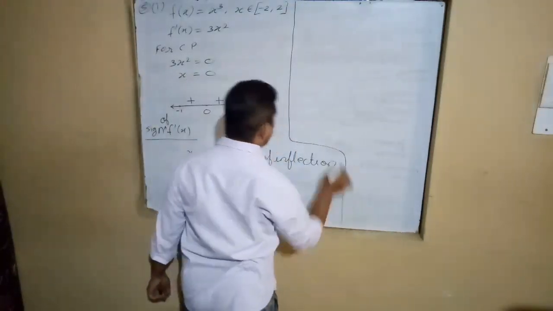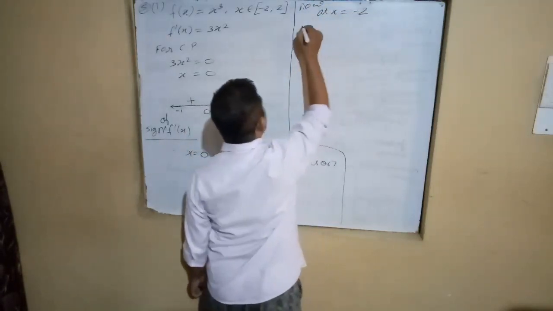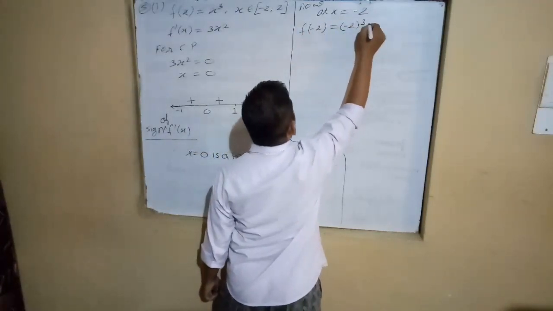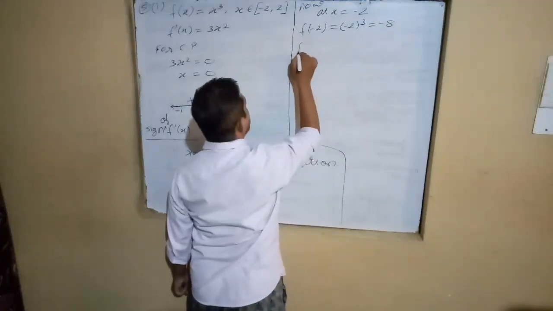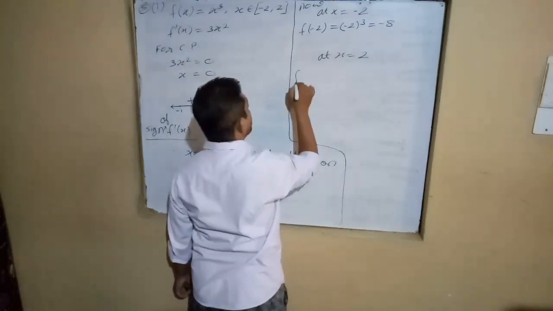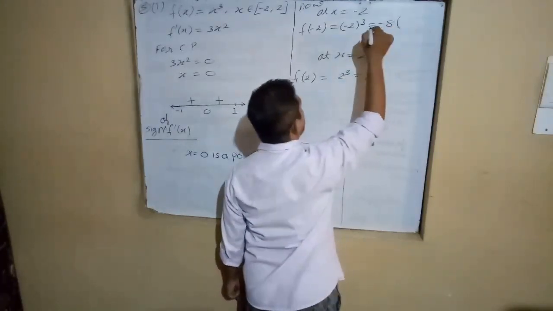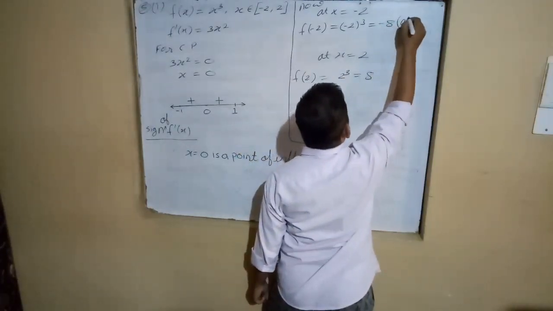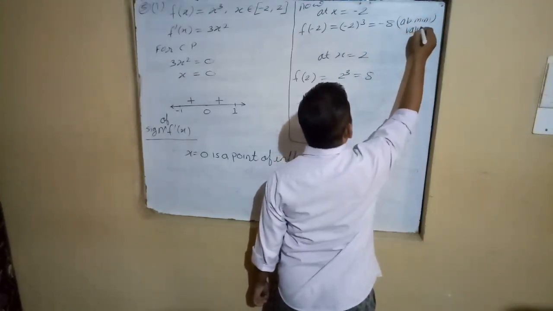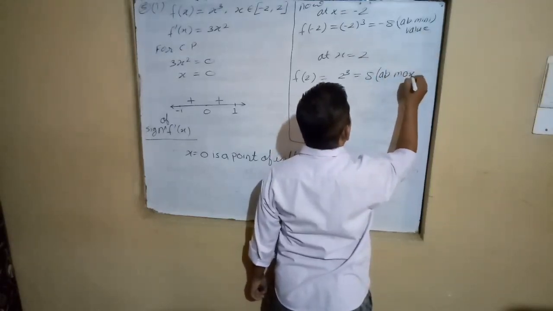So what now? We write now at x is equal to -2, f(-2), what will be given? -2 cube is equal to -8. And at x is equal to 2, f(2), what will come? 2 cube is equal to 8. So we can say -8 is the absolute minimum value and 8 is the absolute maximum value.